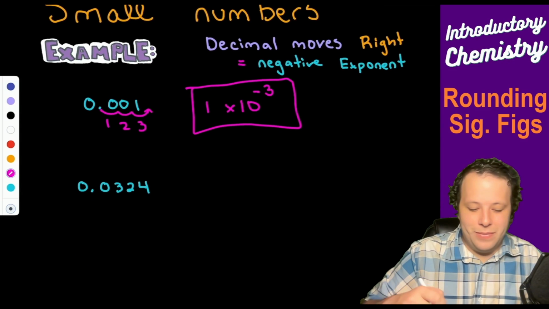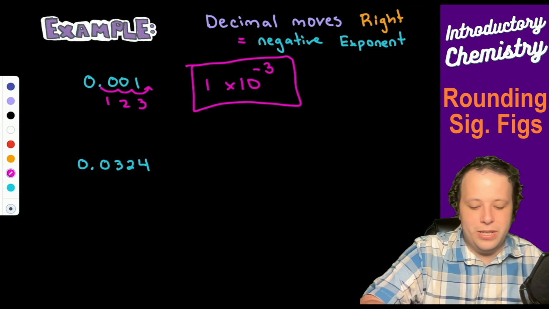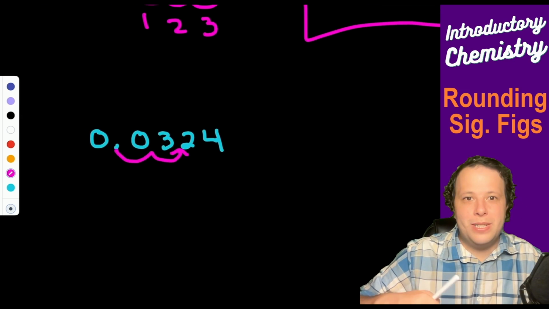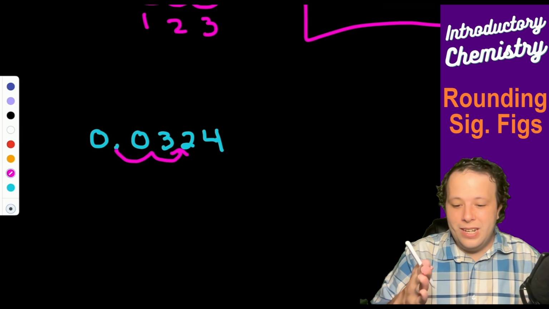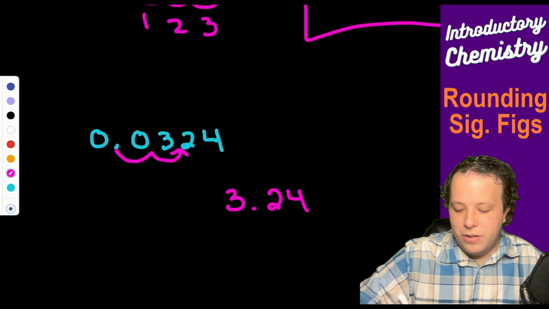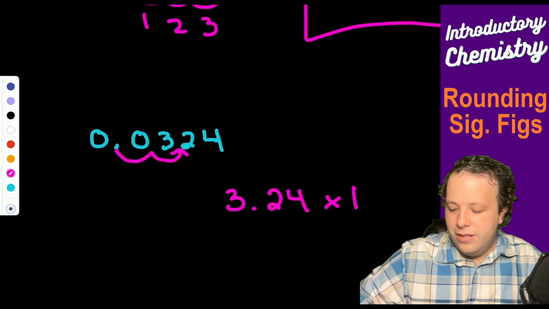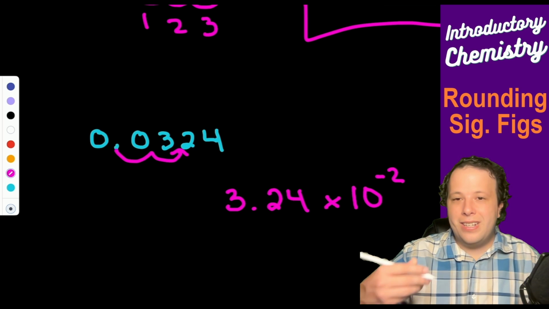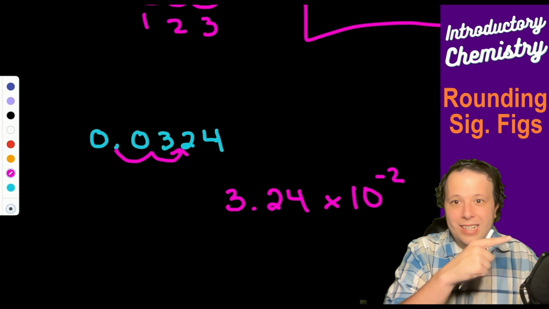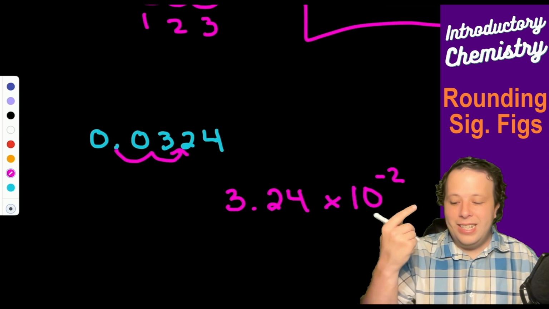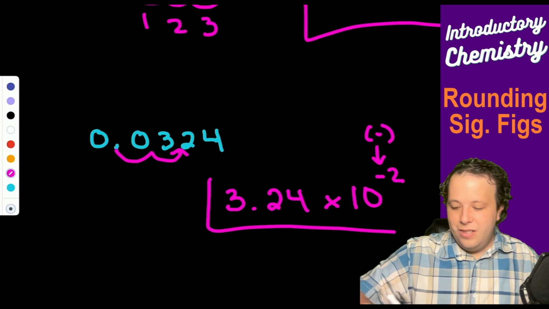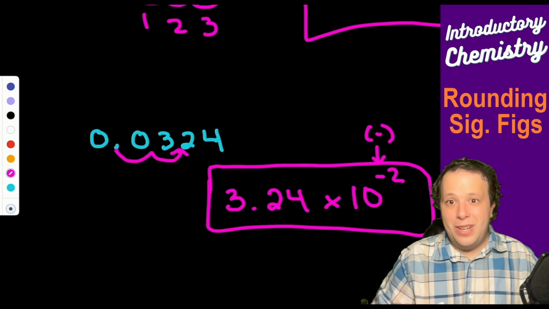We do the next one where we have 0.0324. Same idea here. We move that over 2 times to show that it's going to go after your first non-zero number. In this case, it will be 3.24 times 10 to the negative 2, because we had to move that over 2 times. And because we had to move it to the right-hand side, that shows you that it's a tiny number. So it gets that negative exponent here because it's small. So this would be our final value for that answer.